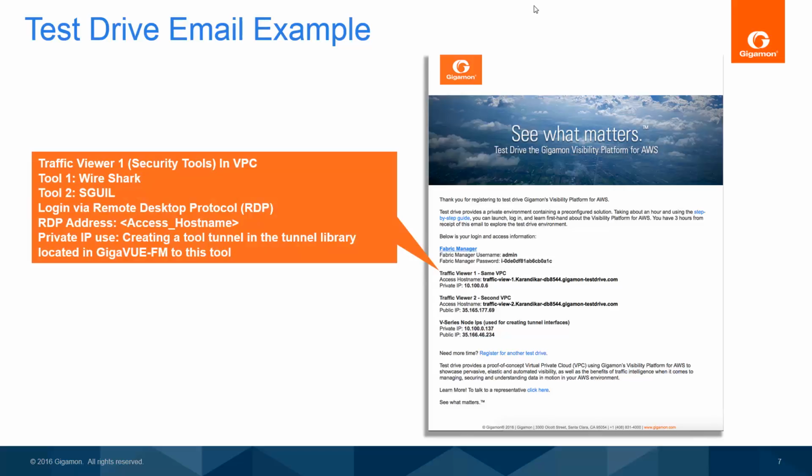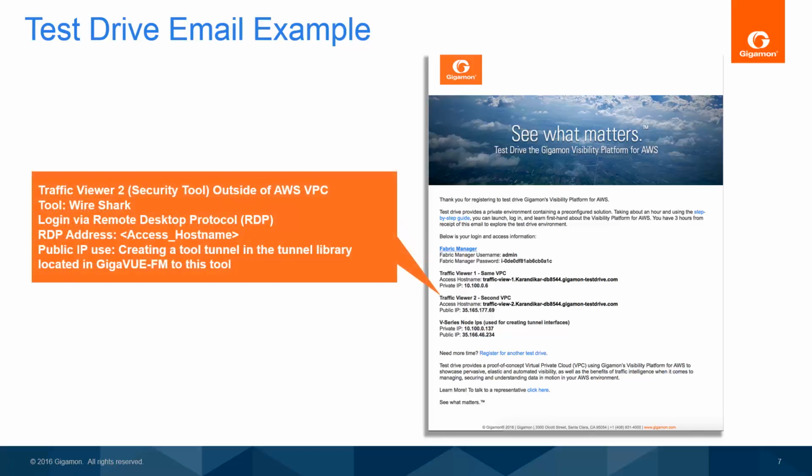The next item in the list is Traffic Viewer 1. This is a tool that you'll use in the use cases. It contains Wireshark and another tool called Sigil. You'll connect to this using Remote Desktop Protocol, sometimes referred to as RDP. In order to access it, you will use the access hostname, that's the DNS address that you see there, and you'll also need to use the private IP address when you're in the use case and creating a tunnel to this specific tool.